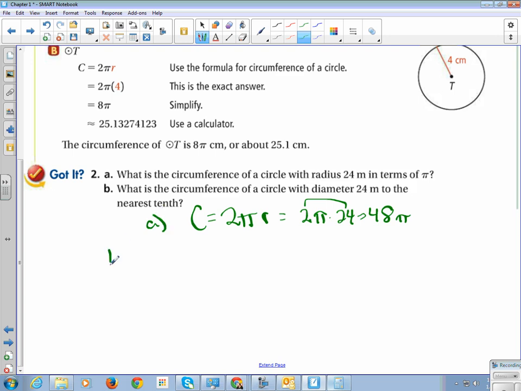What is the circumference of a circle with diameter 24 to the nearest tenth? So now we have a different problem where we have a diameter. So C, circumference, is equal to pi times diameter. So that's pi times 24. And it wants the exact answer. Hold on.